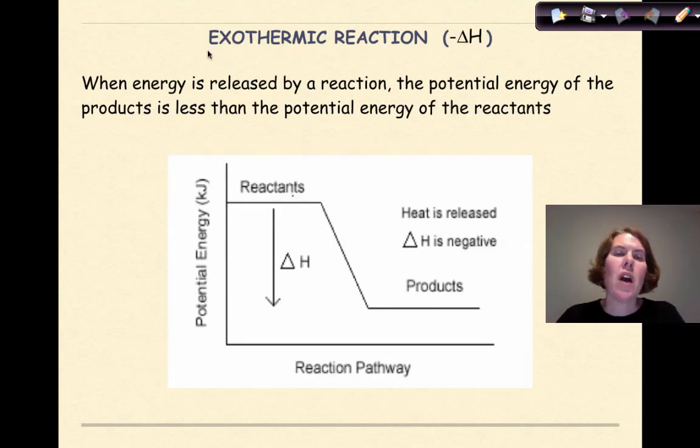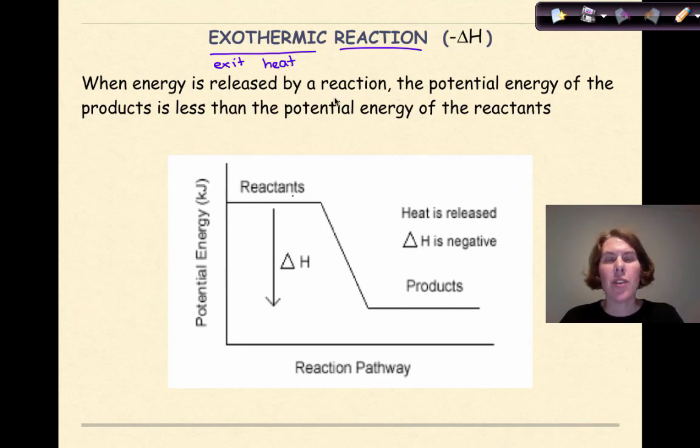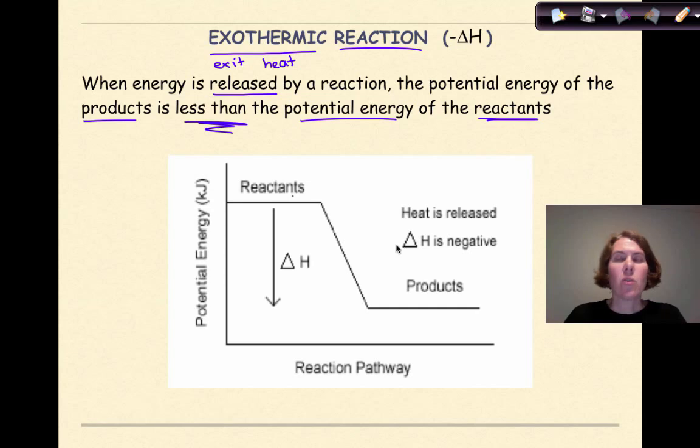Let's compare that to an exothermic reaction. Exo, you can think of exo as exit or released. Thermic, again, is heat. So this is a type of reaction where heat is released. When energy is released by a reaction, the potential energy of the products is less than the potential energy of the reactants. So in this particular diagram, my reactants, so I could put this all the way up to the top, so that's the potential energy of my reactants.